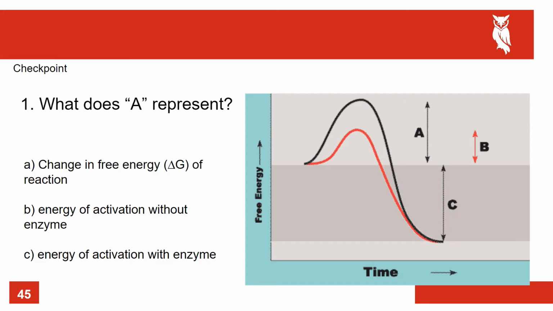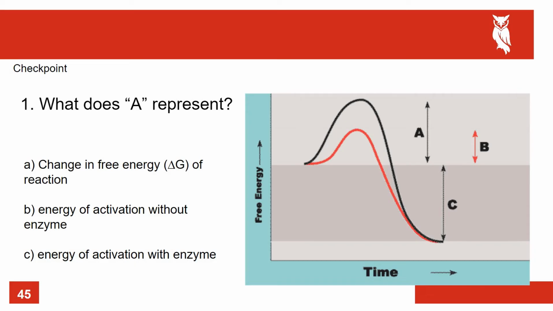All right, so checkpoint. What does A represent? A is your activation energy. Is it change in free energy? Is it energy of activation without enzyme, or is it C, energy of activation with enzyme? No, A, without it. My bad. B is without it because the enzyme will make it smaller. It's really confusing because we're looking over here at B, A, and C, and it doesn't match up with these at all. All right, I'll accept it: it is the activation energy without an enzyme.